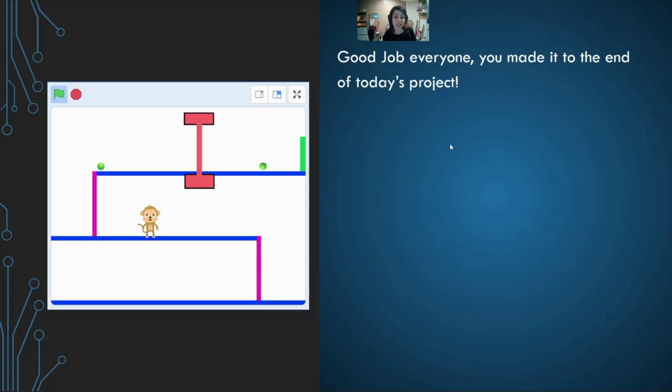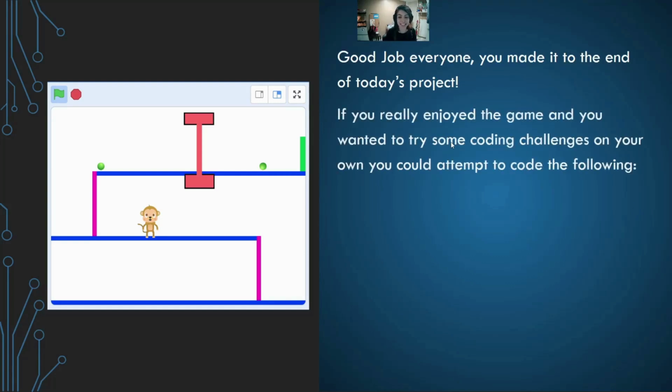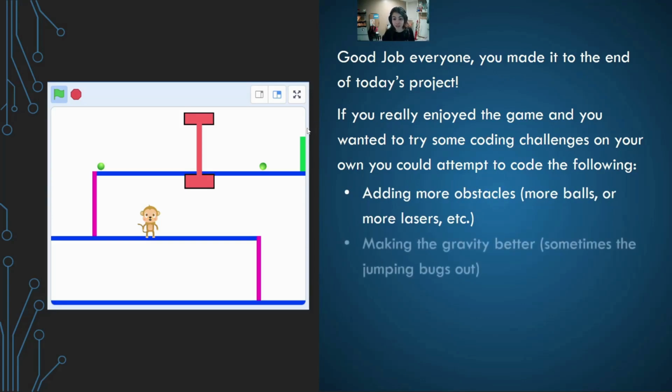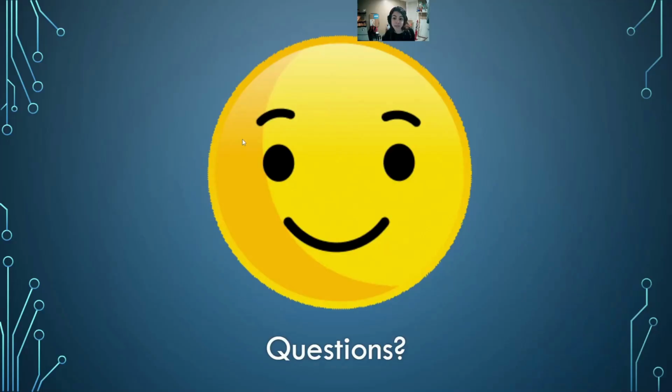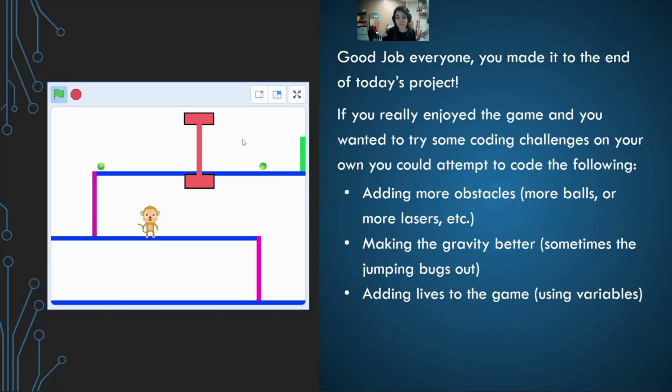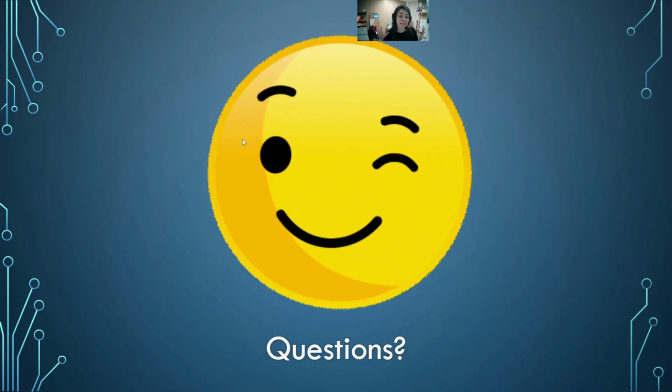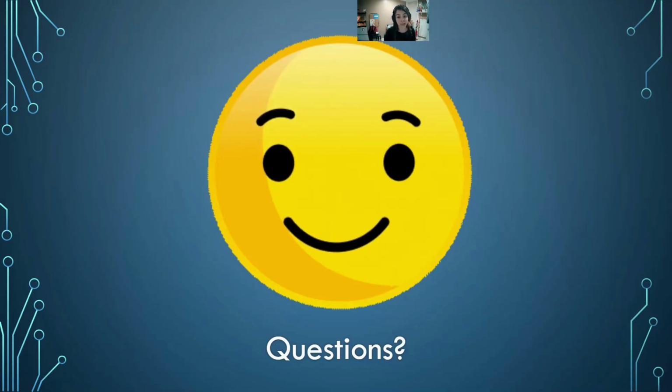Great job. You made it to the end of this project. If you really enjoyed the game, you can try some coding challenges on your own, and you can attempt the following. Maybe adding some more obstacles, more balls, more lasers, maybe perhaps making your gravity better. Sometimes the jumping can bug out a little bit. Perhaps adding lives to your game. So there's a lot of features to add. But if you have any questions while making this project, feel free to reach out to AI Code Academy.